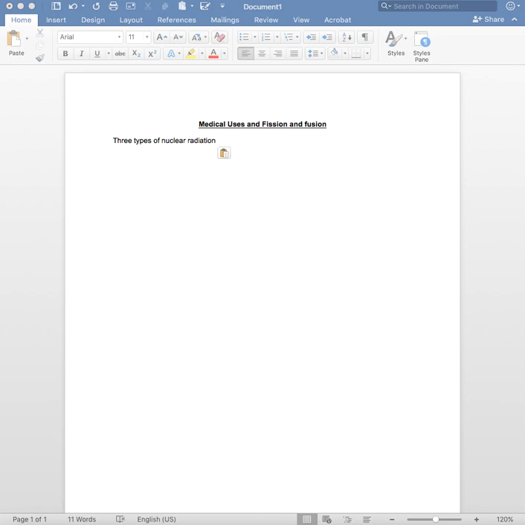Actually, there are more than 3 types of nuclear radiation, and you'll see when we get to fission below here, another type. There's more than the 4 that we'll talk about today, but so they're alpha, beta, and gamma.